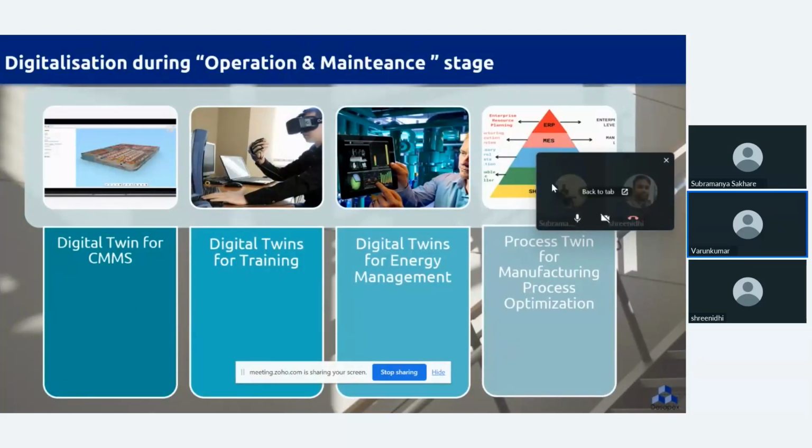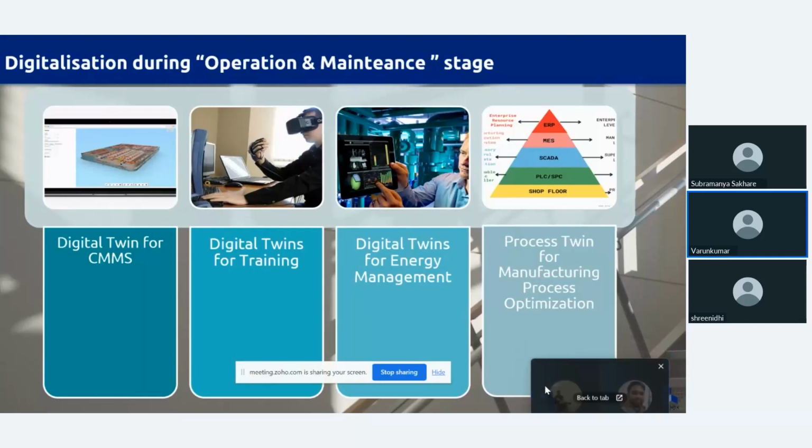So in the operation and maintenance stage, what we can do is use the same model, the factory information model from the design and construction stage, as a digital twin for computer-aided maintenance management, that is the CMMS solution. And the same model can be used for training, like the video which Srinidhi showed for lathe machine training operations.